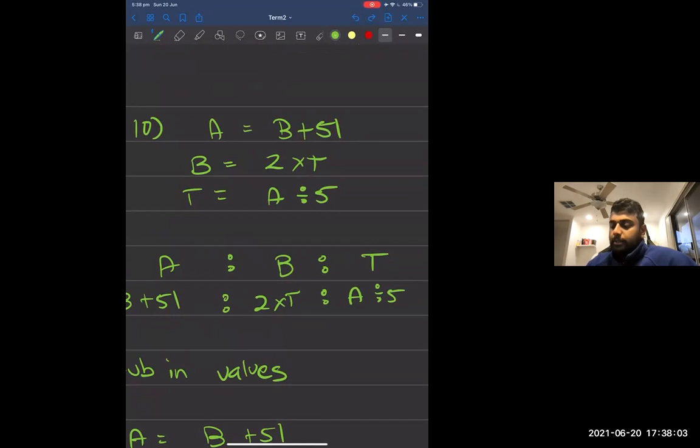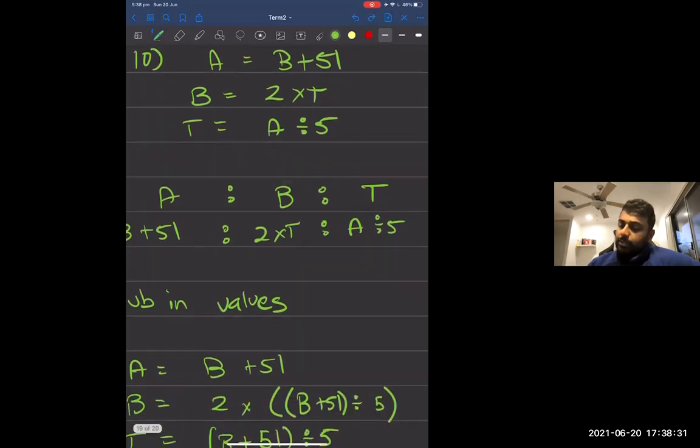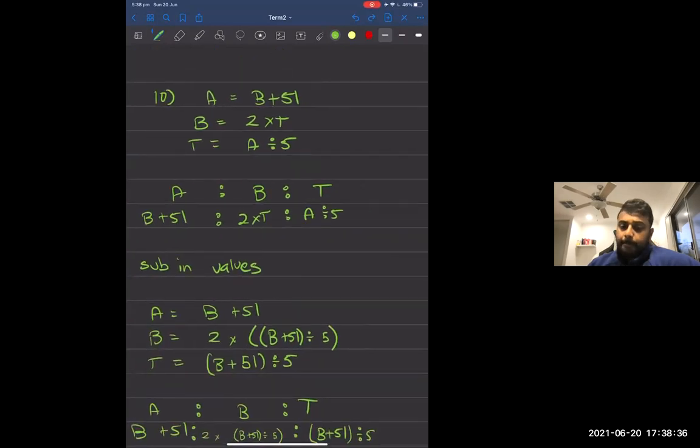Step 1 is you write down the relationship of each of them, right? How many cookies they get. A, what's A called here? Anushka. Anushka gets the total number that Bill gets plus 51 more, correct? So you write out A is B plus 51. Bill gets twice as much as Tim, so B is 2 times T. And Tim gets 1/5 of Anushka, so T is equal to A divided by 5. Do you guys understand that?